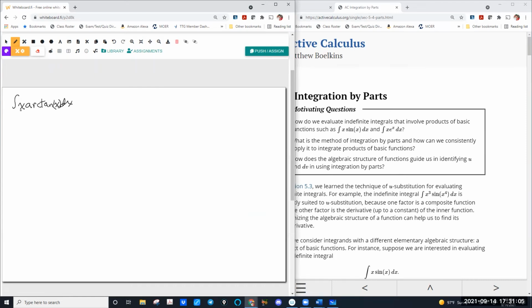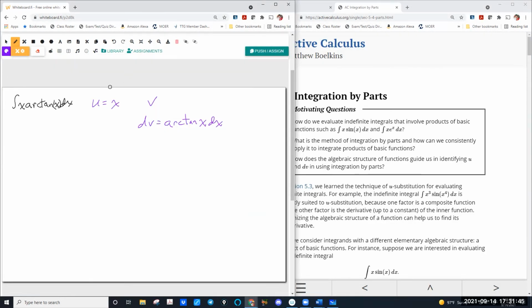This is where things are not going to be that straightforward, because here's the issue. If I let u equal x, then I'm letting dv equal arctan of x dx. Well, that means to get v, I need the antiderivative of arctan of x. That is not a trivial antiderivative. In fact, the antiderivative of arctan of x actually requires integration by parts. So this is not going to be the setup that we want.